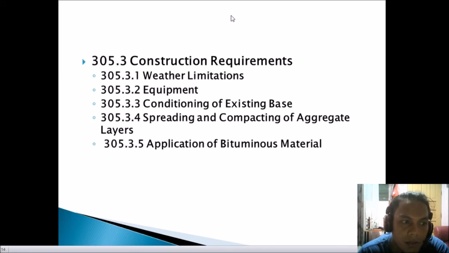Next is spreading and compacting of aggregate layer, which is under 305.3.4. The number of layers of which the macadam pavement is to be constructed, and the order and rates at which the bituminous material and mineral aggregates are to be spread, shall be indicated.